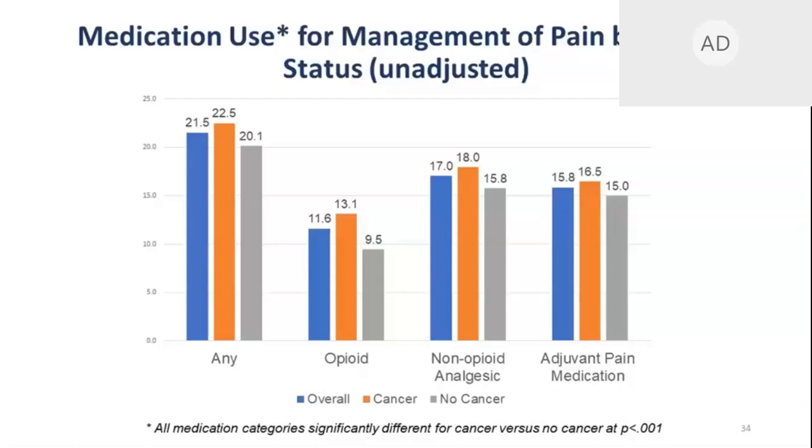The percent receiving medications was somewhat higher for the adults with cancer than non-cancer for all of the different categories, although the differences were not particularly large. And remember, this is not adjusting for pain severity.